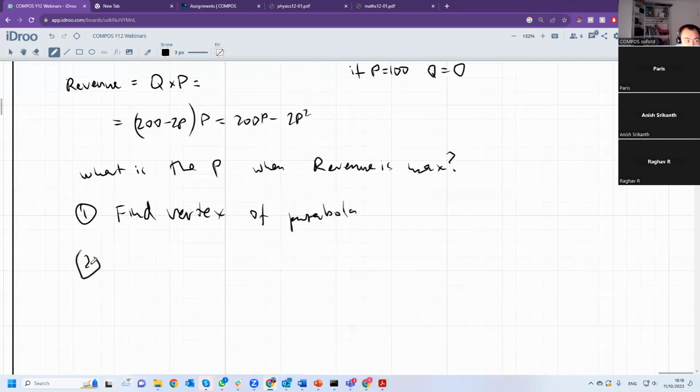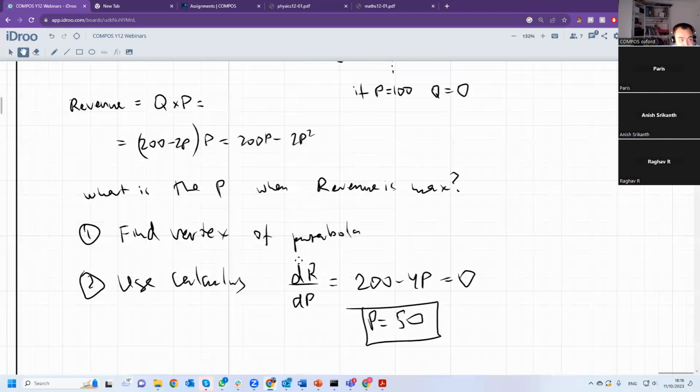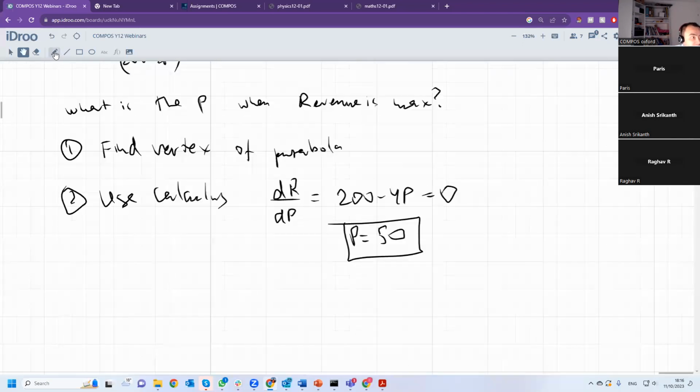But the second method is to use calculus. You differentiate the revenue with respect to price, and you get 200 minus 4p, which is equal to 0. So p is 50. So the optimal price is 50. So if you sell your hot dogs at £50 each, you get maximum profit. So revenue, not maximum profit, revenue. Revenue is maximum if the price is 50.